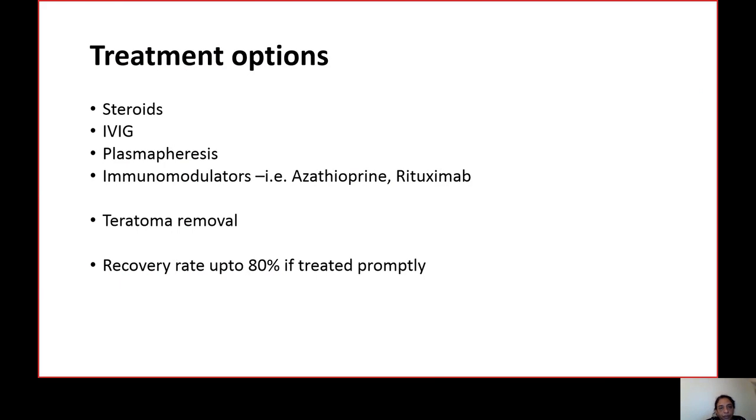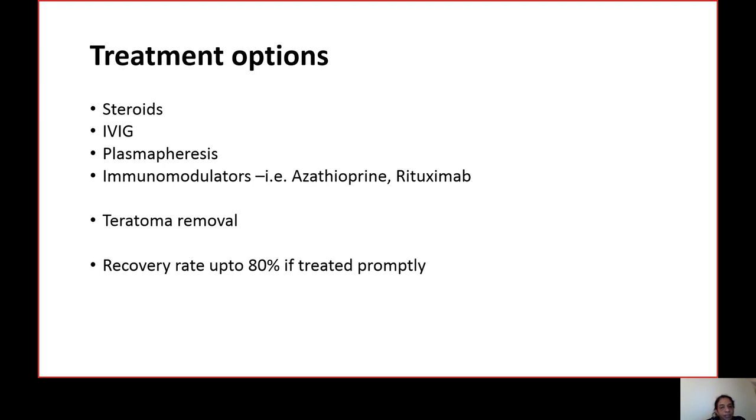The treatment options in all three, or all immune epilepsies, I have discussed only three, there are many more. So treatment options are the steroids, the intravenous immunoglobulins, the plasmapheresis, and other immunomodulators like azathioprine and rituximab. And of course, in NMDA, you can even remove the teratoma if you find any. And the recovery rates are better in this group, where it's up to 80% if treated promptly and the cause identified. What happens mostly is these patients are misdiagnosed as either a psychiatric problem or some other thing. So then you don't treat them appropriately. That's the reason why they are not being properly treated.